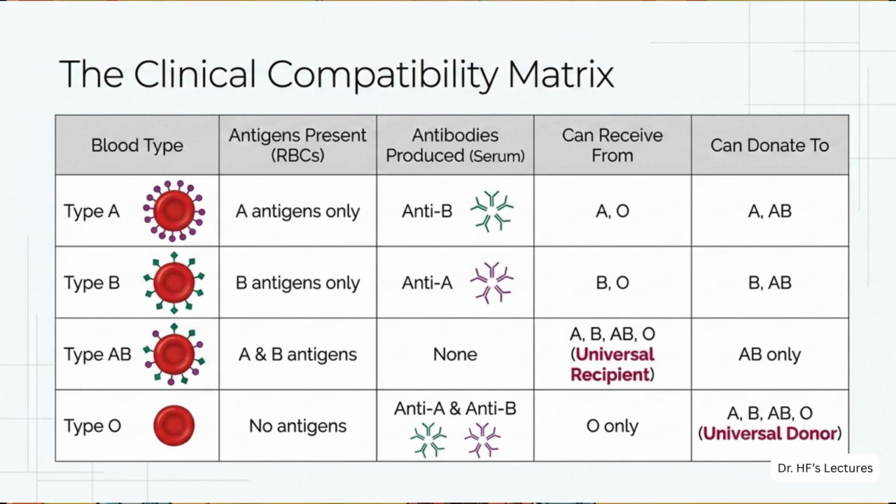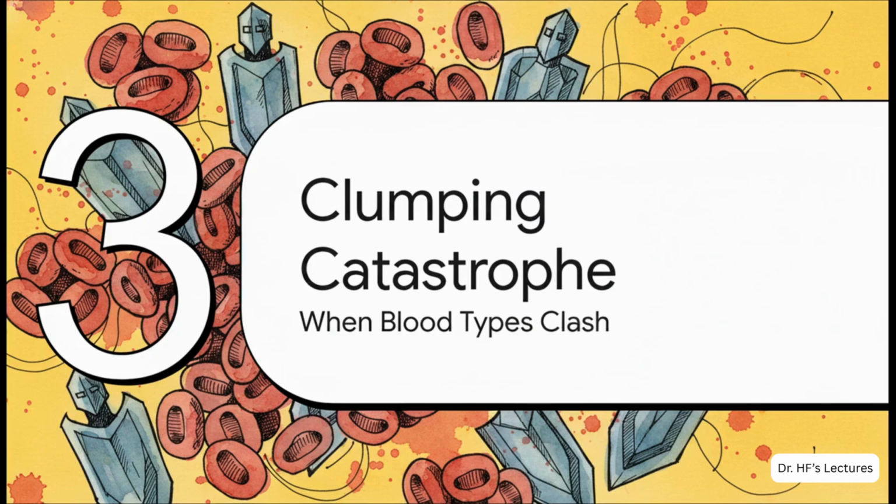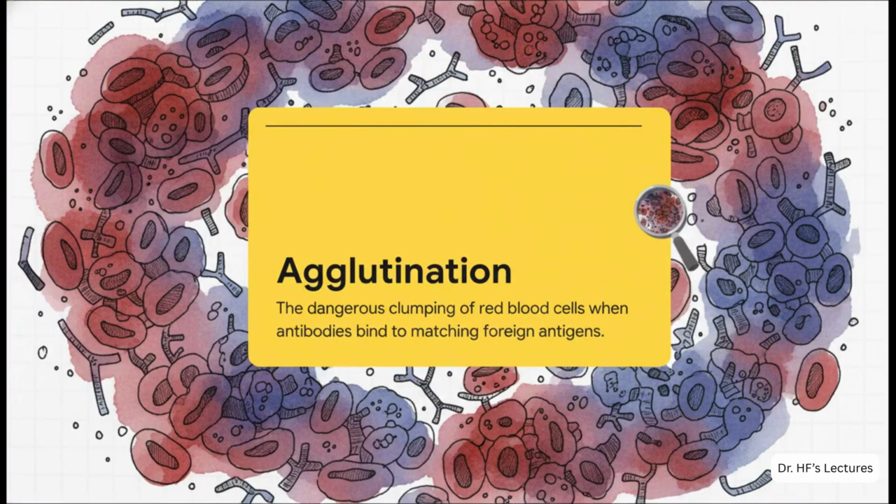So, what happens when we break the rules? What goes down when those security guards finally find an intruder? When the antibodies attack those foreign antigens, they trigger a reaction called agglutination. And this isn't some small problem. We're talking about a massive, dangerous clumping of red blood cells. It can clog up your blood vessels and can lead to a really catastrophic immune response.